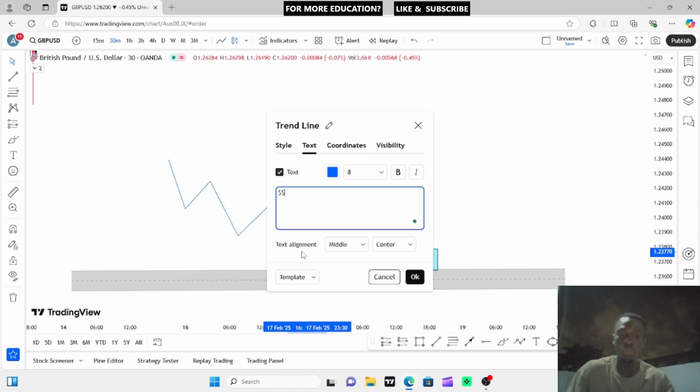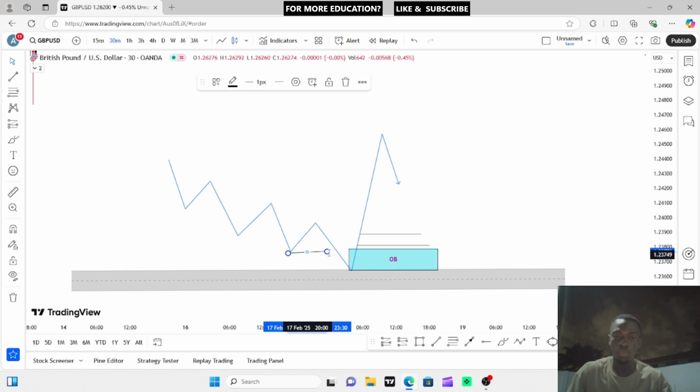So there has to be a liquidity sweep. Sorry, let me bring this one here. Now you see there has been a liquidity sweep around this place. Price has to clear the liquidity before it pushes to the upside, like what we talked about.